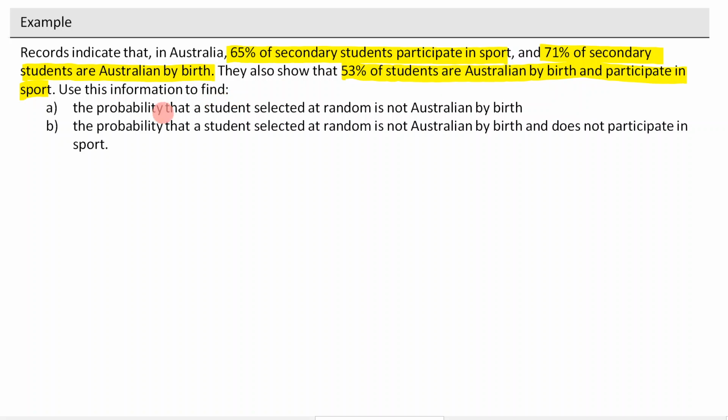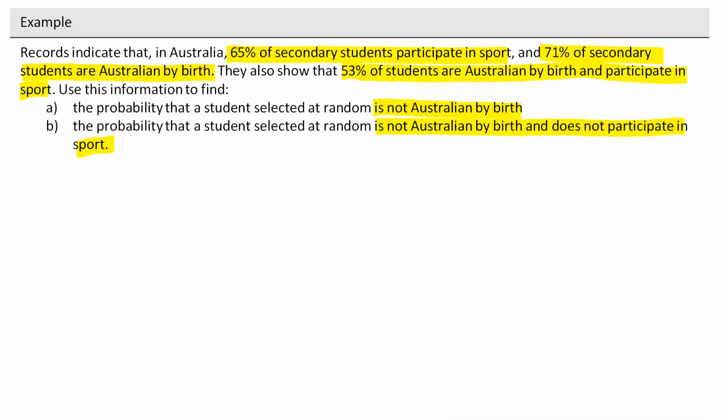Use this information to find the probability that a student selected at random is not Australian by birth, and the probability that a student selected at random is not Australian by birth and does not participate in sport. Okay, so whenever you've got a question like this, we're going to use our Karnaugh map to clearly see what each probability is going to be.